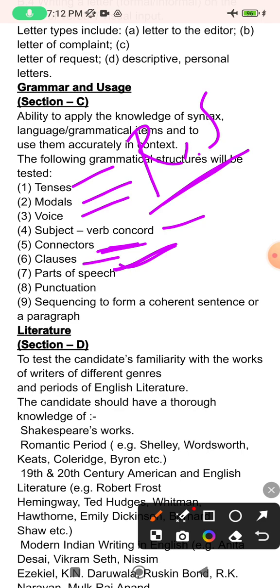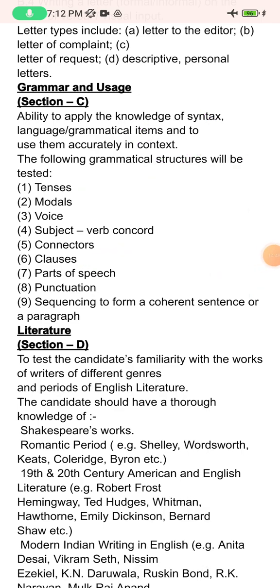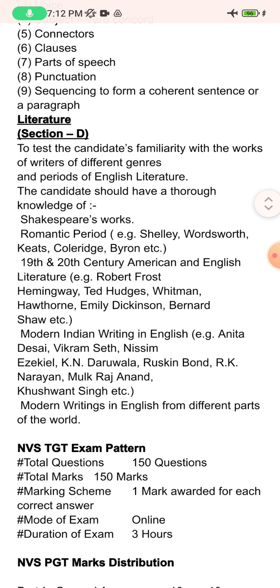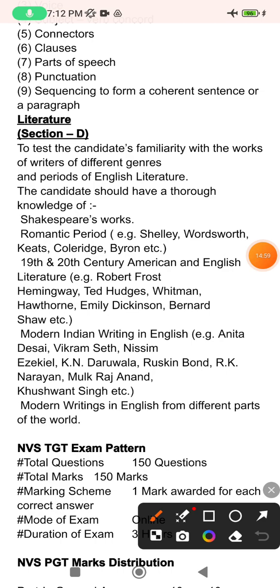For clauses generally, you have to find out the type of clause, whether it is adverbial clause, adjective clause, or independent, dependent, or principal, like this way. And the next one is literature. Here, especially except KVS, literature means the real English literature. And if you think of the KVS exam for TGT PGT, there are questions from NCERT books, but except KVS, for NVS, EMRS, Atomic Energy Education Society, questions come from literature.